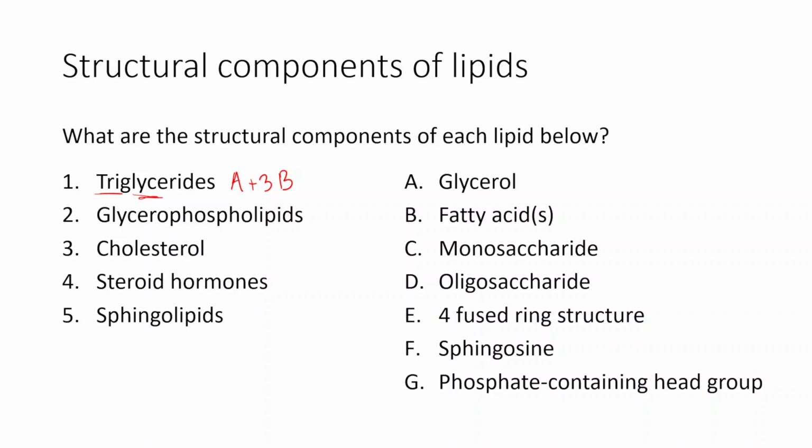Okay, so let's talk about glycerophospholipids. What do those look like? What are they made from? Yeah, so glycerophospholipids also start with a glycerol, hence the glycero in the name. They have 2 fatty acids, and the 3rd fatty acid has been replaced by a phosphate-containing head group.